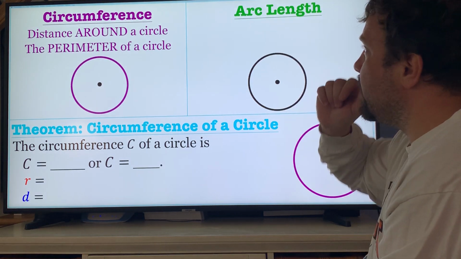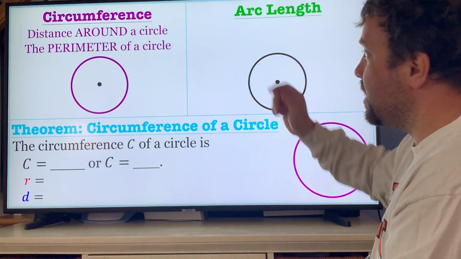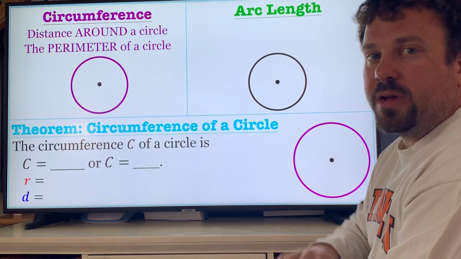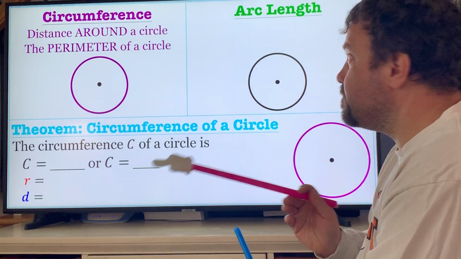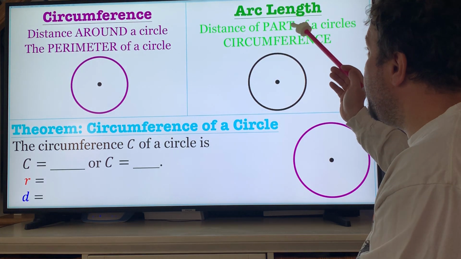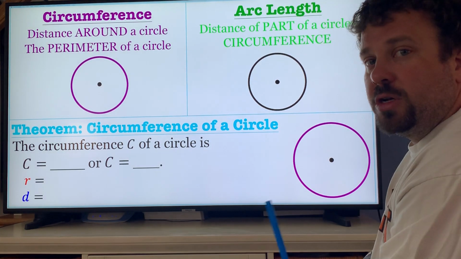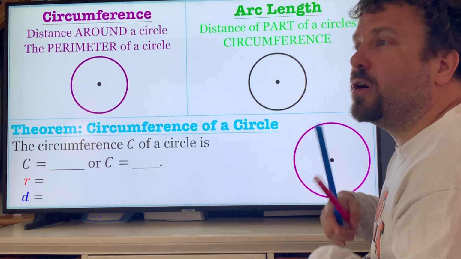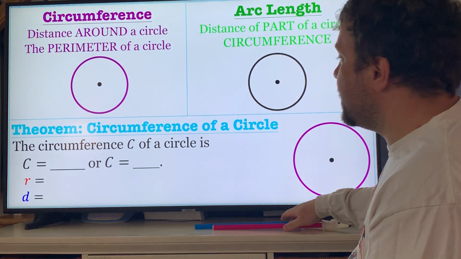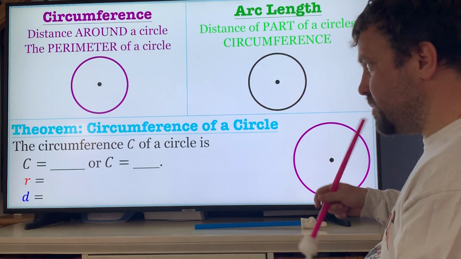Now, when you're finding an arc length, we just did this. How can we relate the word arc length to circumference? The arc length is the distance of part of a circle's circumference. So it's just a piece of that circumference. Before we were doing arc measurements, now we're doing arc lengths. So now we're doing actual distances as opposed to angle measurements.